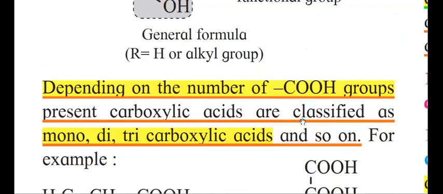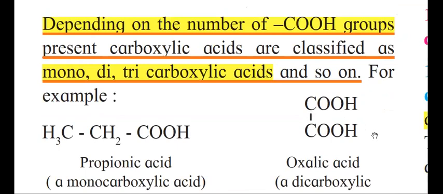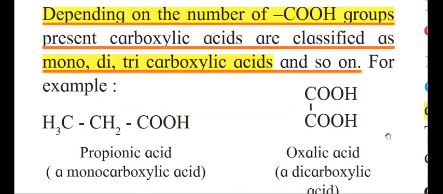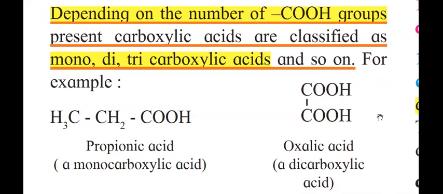Aliphatic carboxylic acids. Now, depending on the number of COOH groups present in the carboxylic acid, the carboxylic acids are also classified as mono, di, tri carboxylic acids and so on.